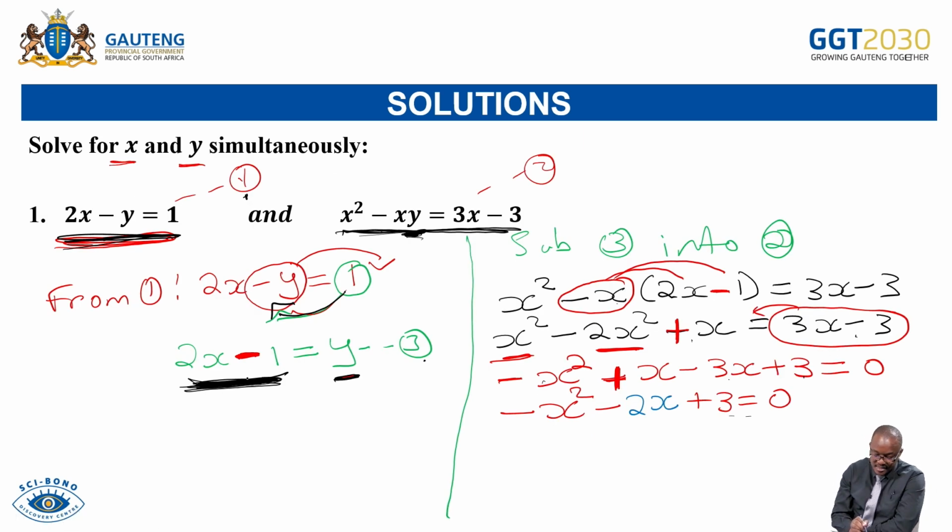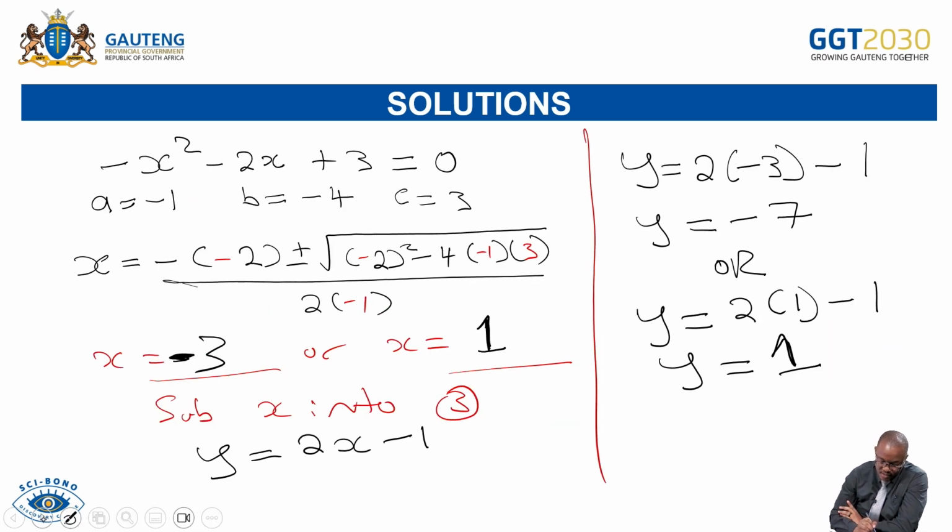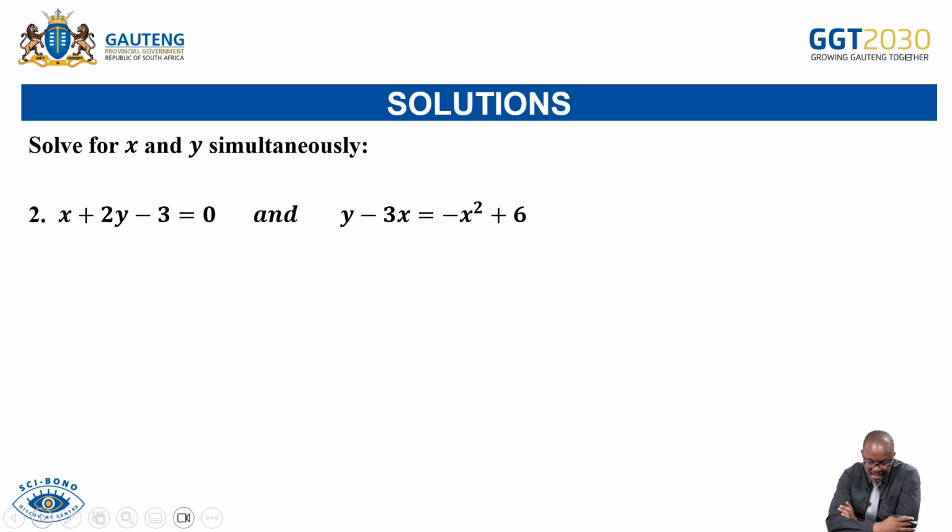I've made a mistake there, but we fixed it. So that's how it will look. Remember, this is how we solve x and y simultaneously. Okay? We move forward now. We have the second one now. Remember, you always label them equation 1 and equation 2.